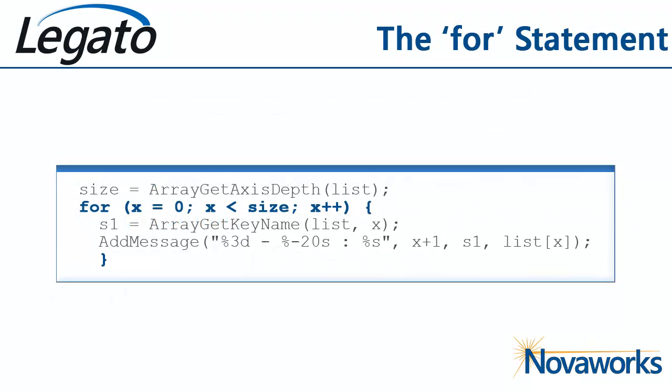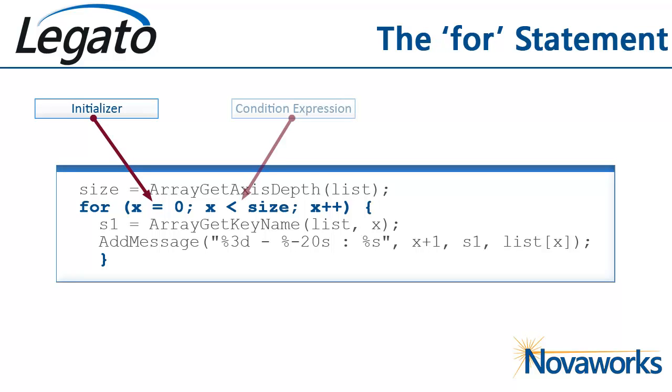An example in practice, a segment of code. We're going to go get the array access depth, initialize a particular variable, so long as that's less than the size of that array. We'll continue to do this. Each time we do that, when it completes, it'll increment x. So I have my initializer, I have my condition expression, and then I have my loop expression.